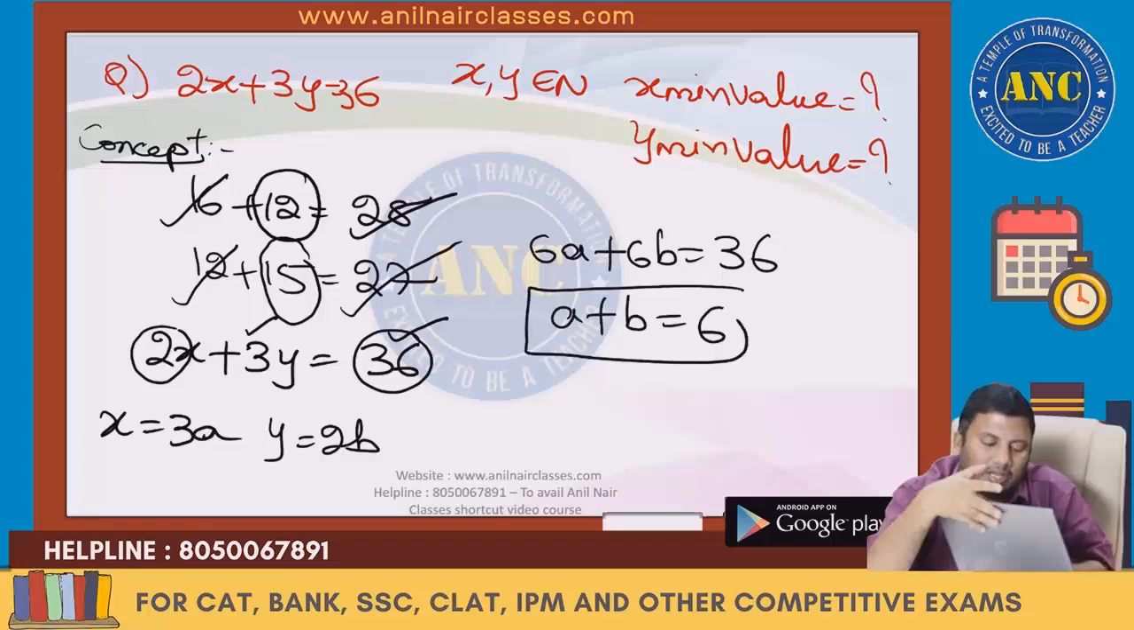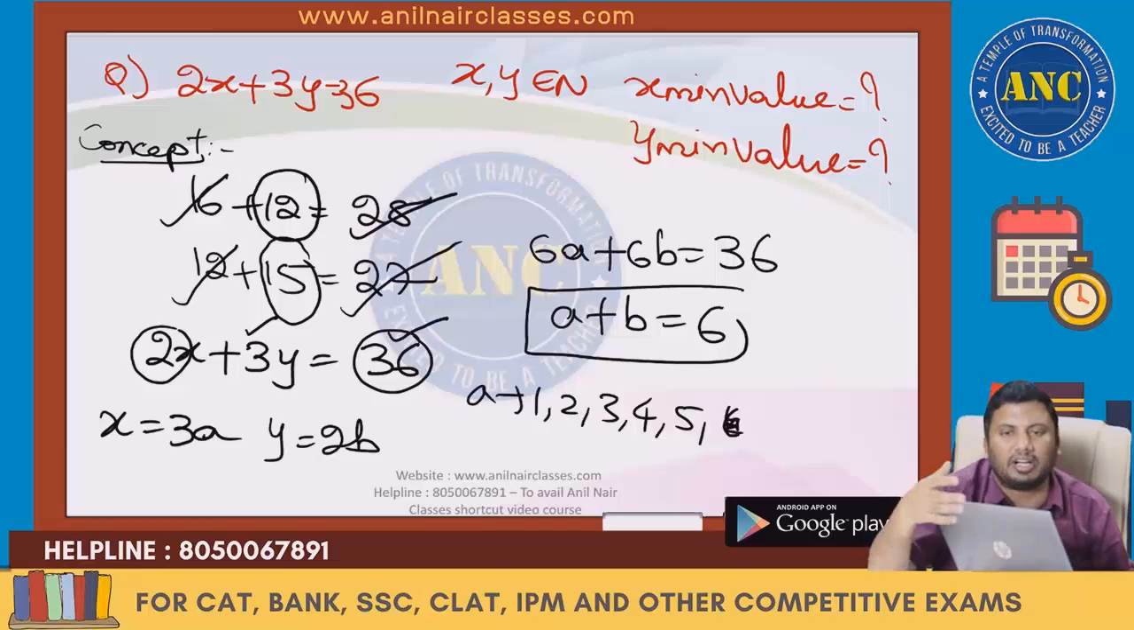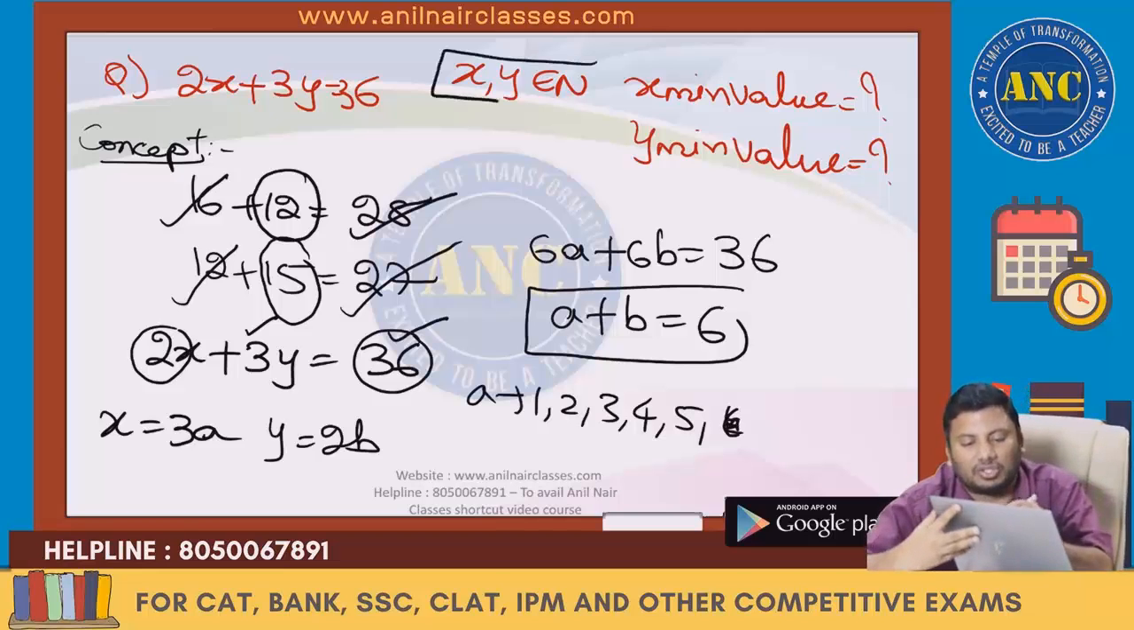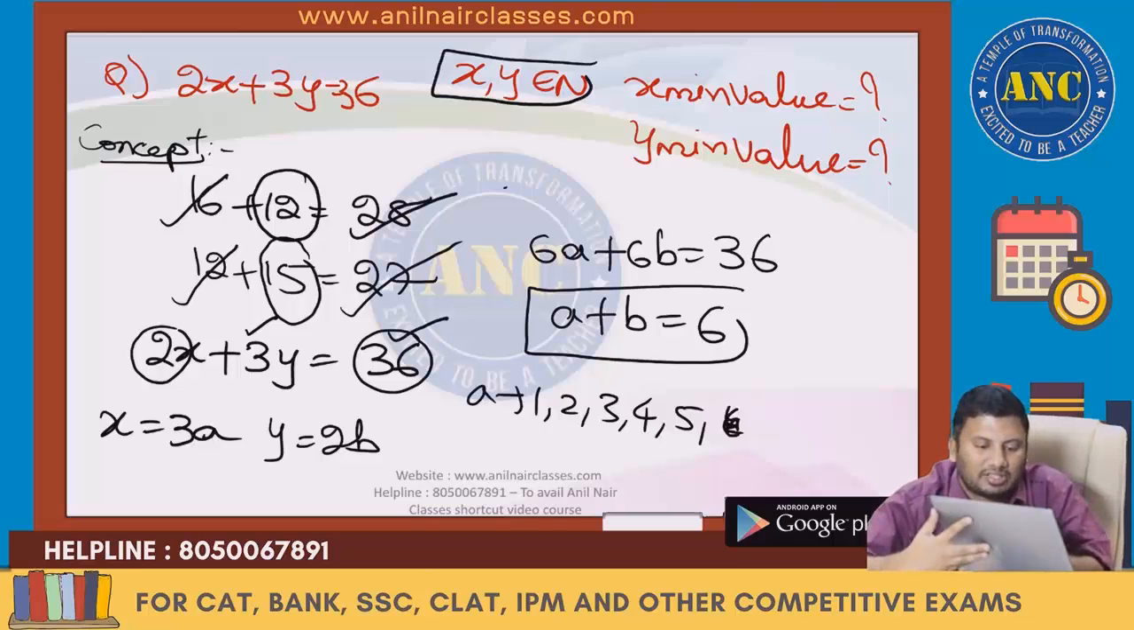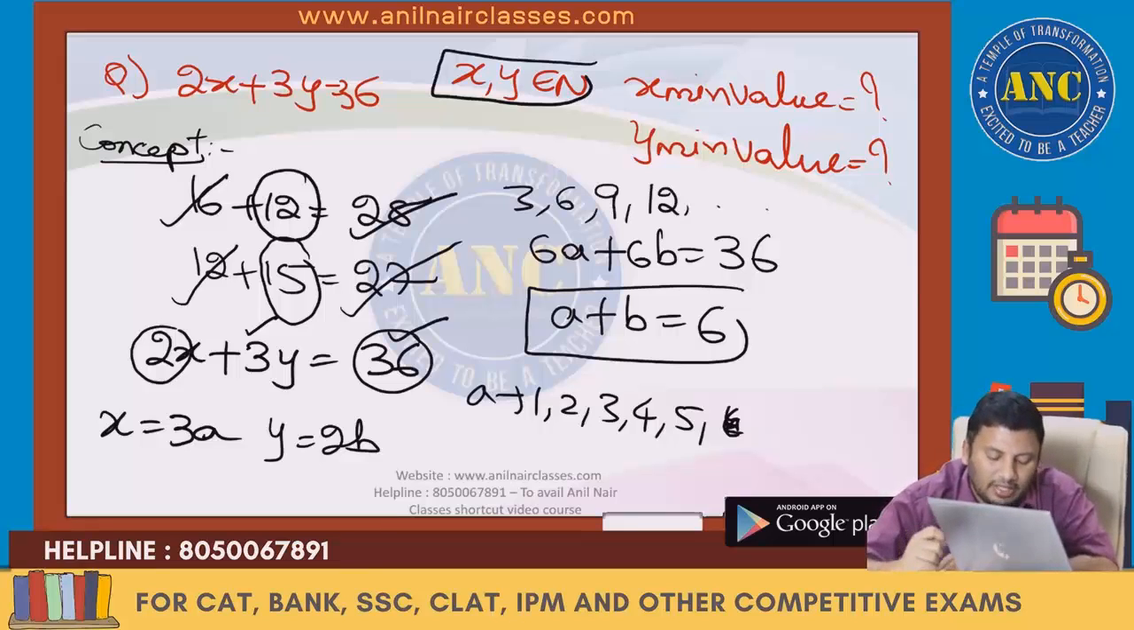If a plus b equivalent to 6, a can take any value from 1, 2, 3, 4, 5. 6 it cannot take because all are natural numbers. If a is 1, what will be the x value? X value will be 3, then 6, then 9, 3, 6, 9 and so on. So b value will be 5. Next one, b is 4, 3, 2, 1.